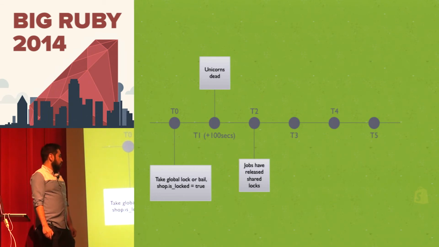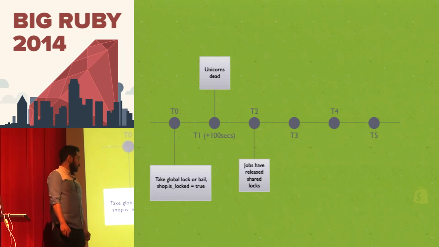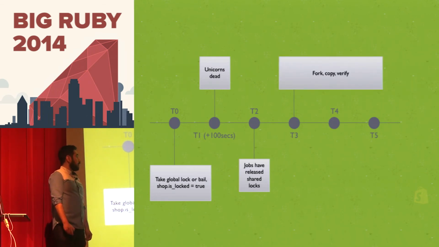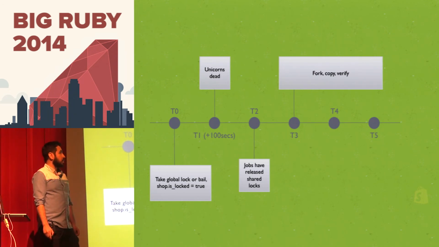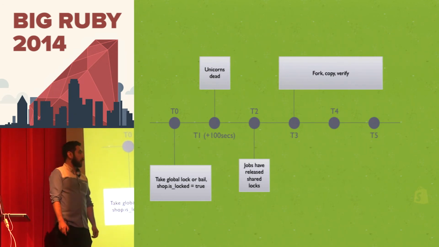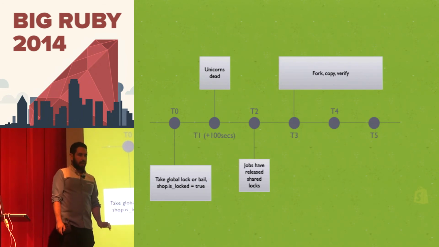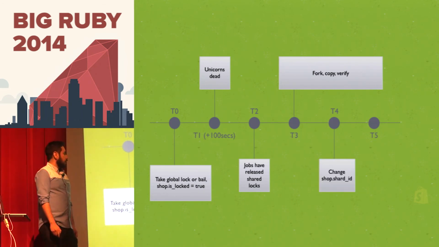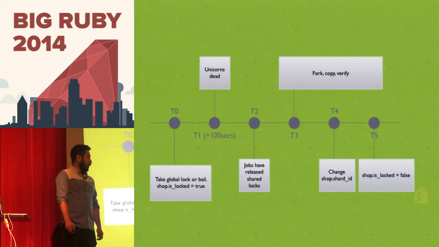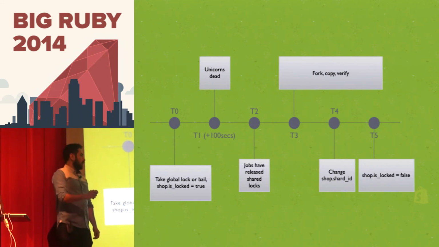Then, at this point, the jobs have been released. We can safely fork as many processes as we need to copy a table in each process. Then we copy row by row and verify that they actually made it fine to their end. Then we change the shard ID at this point and unlock it, and we're done.